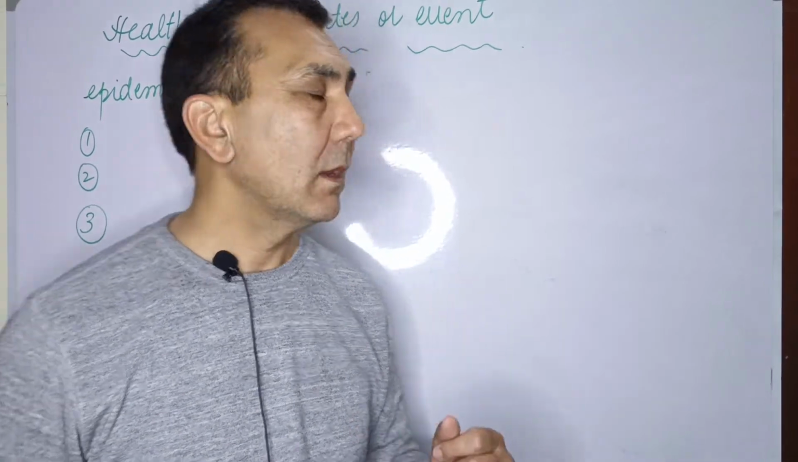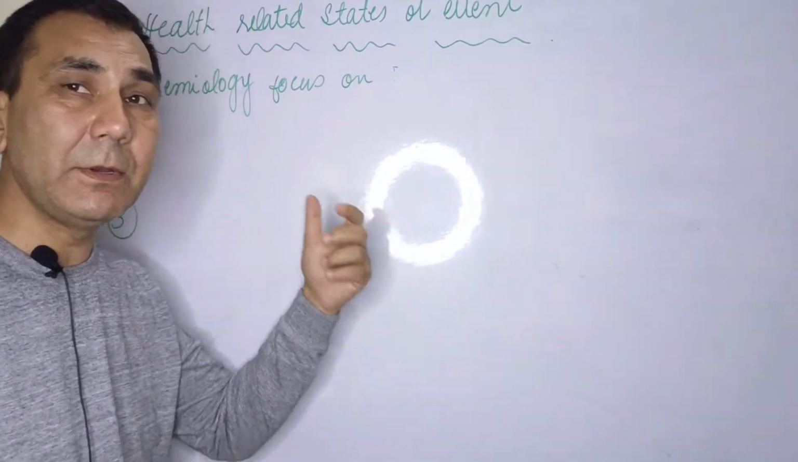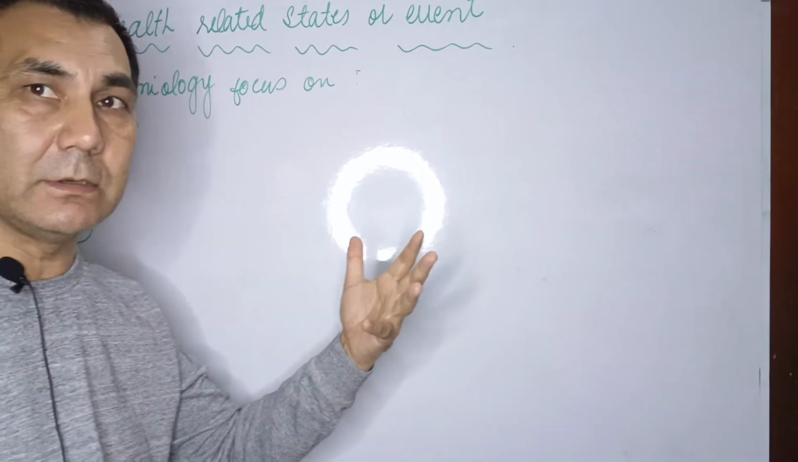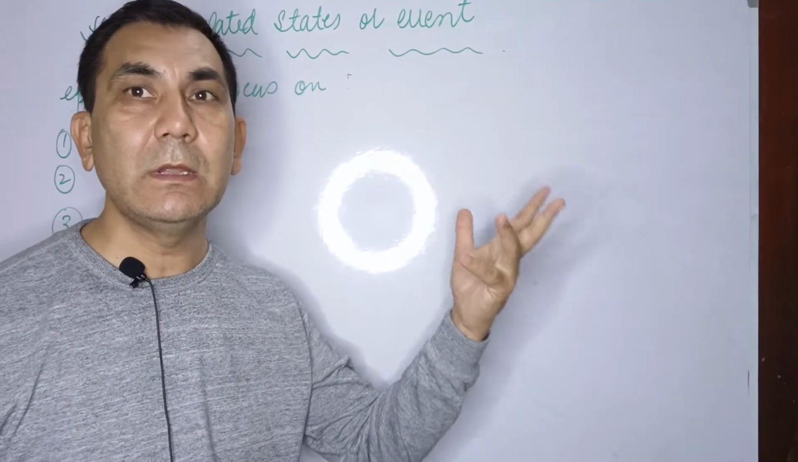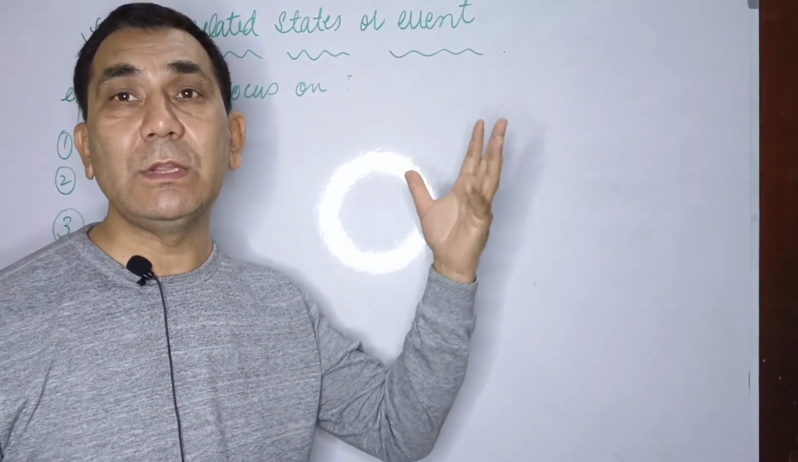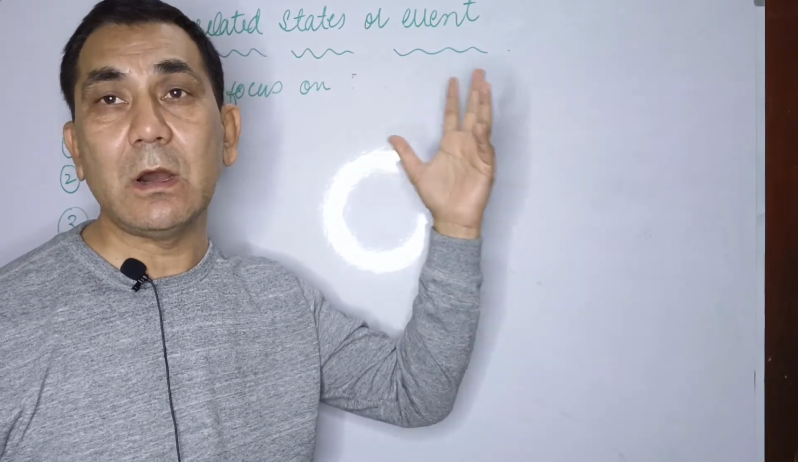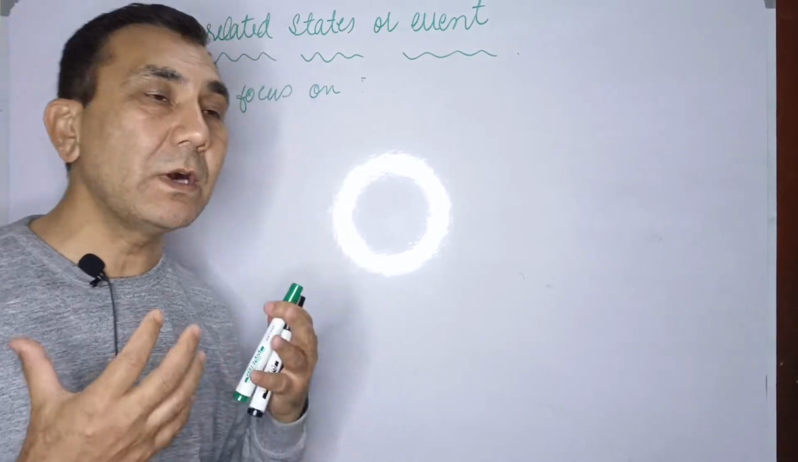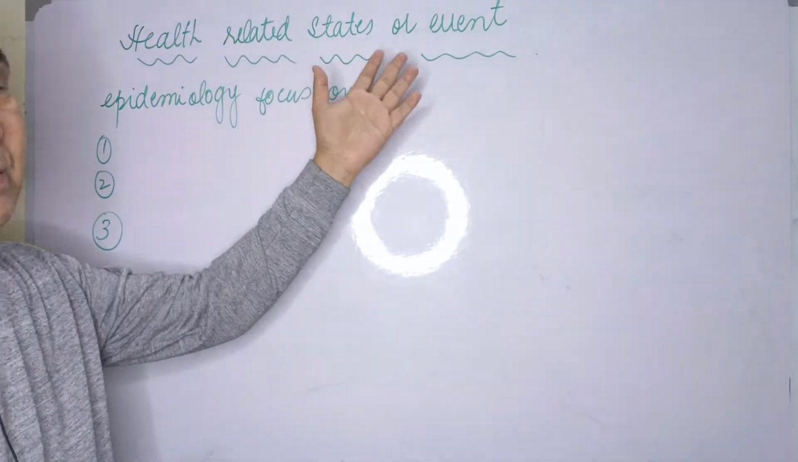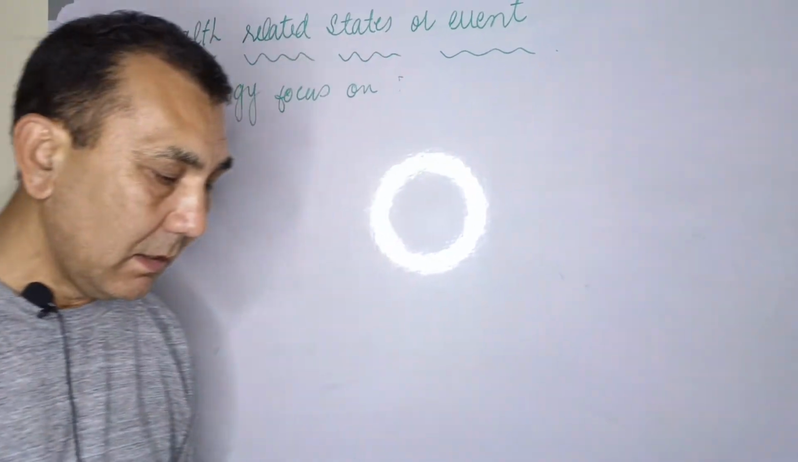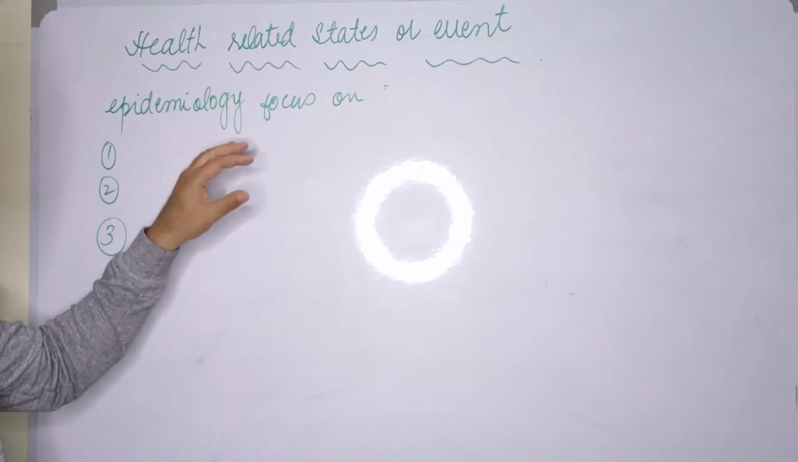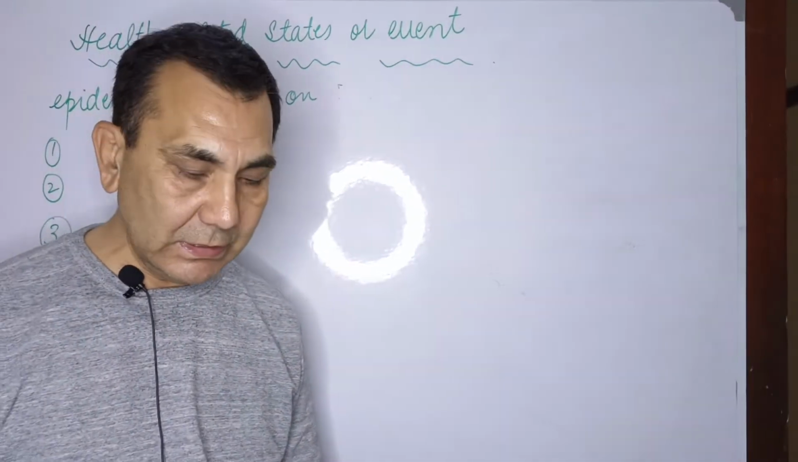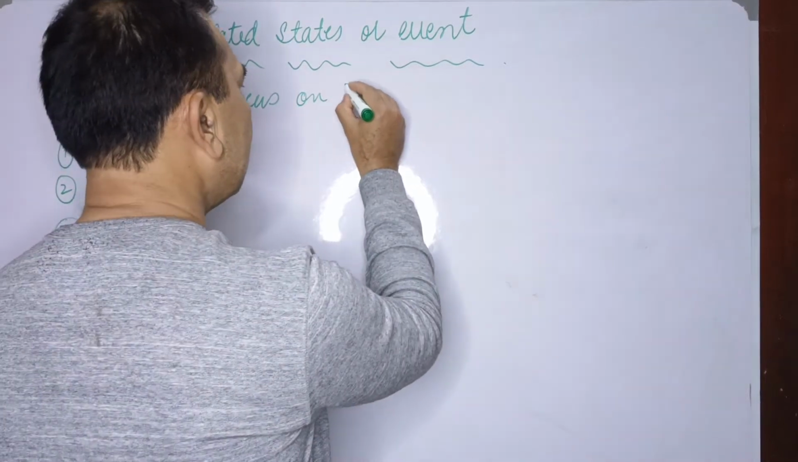In the previous lecture, we learned about the distribution and the determinants of health-related states or events. In today's lecture, we will learn what the health-related states or events are. Epidemiology actually focuses on the triple burden of disease.